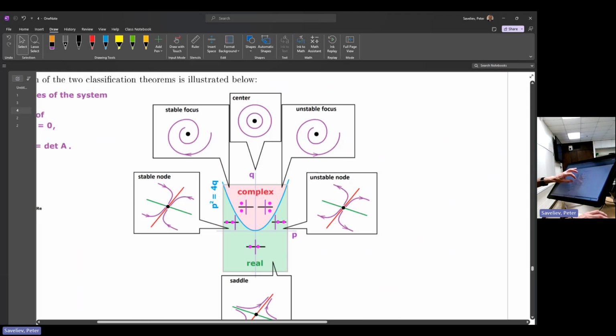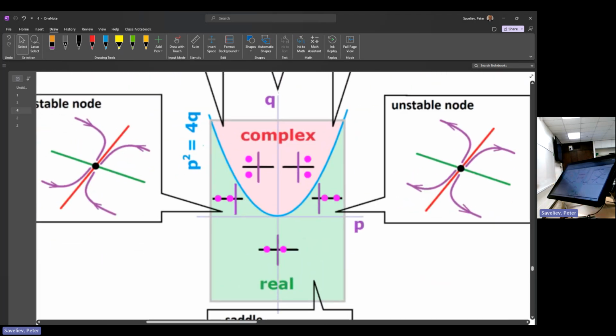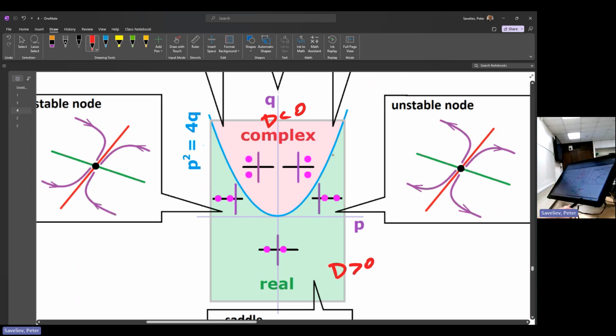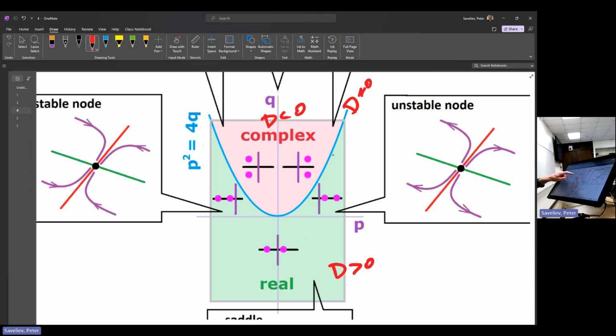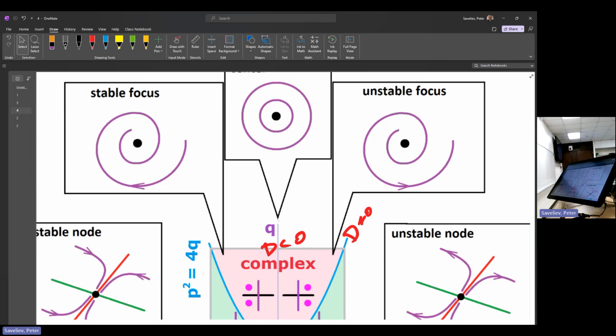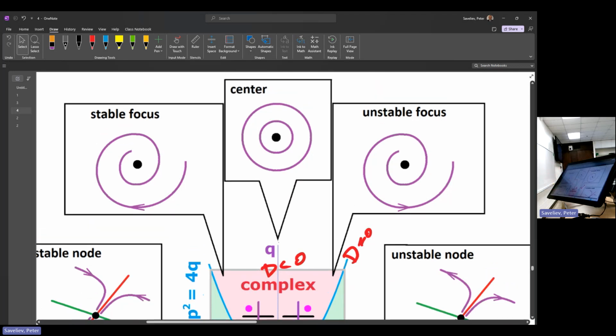Okay, so once again, in the middle is the visualization of the two eigenvalues. Complex conjugates are at the top, where the discriminant is negative, right? So the discriminant is negative right here, and here the discriminant is positive. On the curve, it is 0. Over here it is 0. Okay, and so when we have two complex conjugates, that's the case we've been considering. The end result is either a focus, stable or unstable. And then in the middle there's a center, right there. That's when they are complex conjugate but the real part is 0.